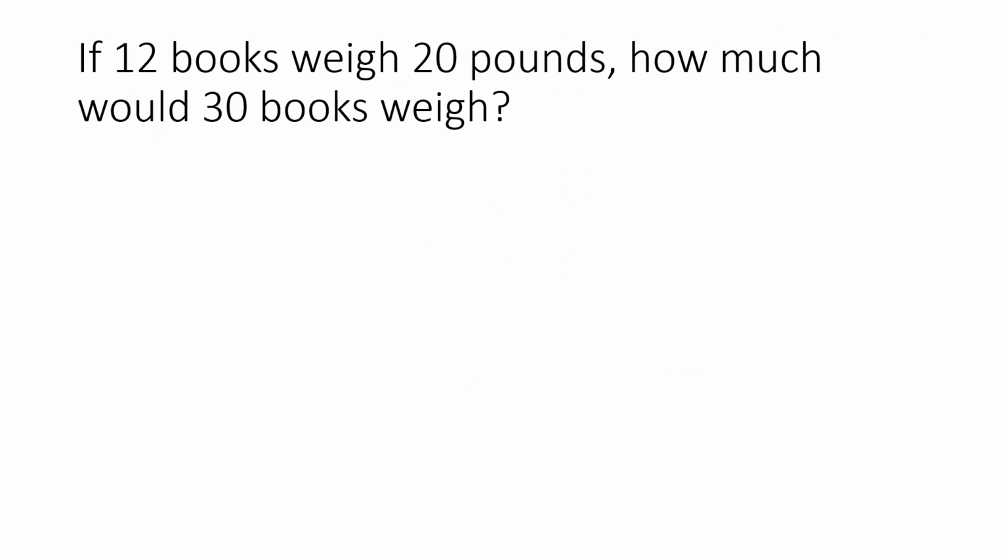Now this is a problem where we're not told it's a ratio. If 12 books weigh 20 pounds, how much would 30 books weigh? Some of your brains are going to read this and know exactly how to do it. I am so visual, I solve it using a ratio. I'm going to figure out what I'm comparing. Well, I'm comparing books to weight, to pounds. So books, B over LB is what I wrote, books per pound. And I know that 12 books equals 20 pounds. So that is my first ratio, my known ratio.